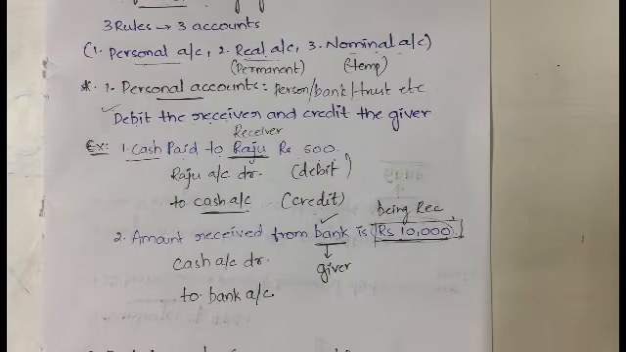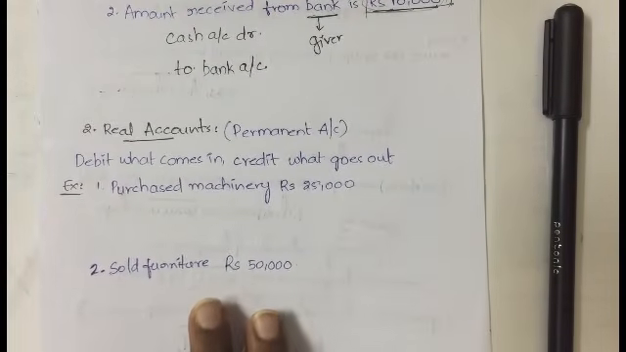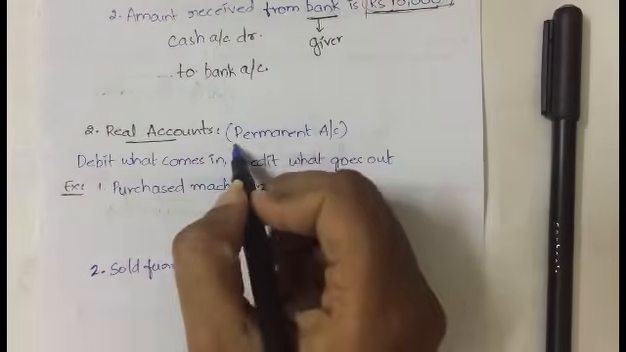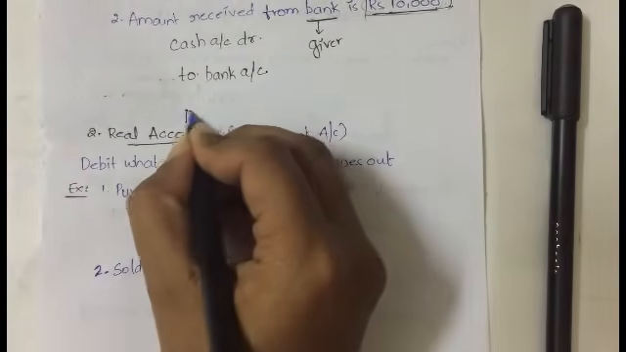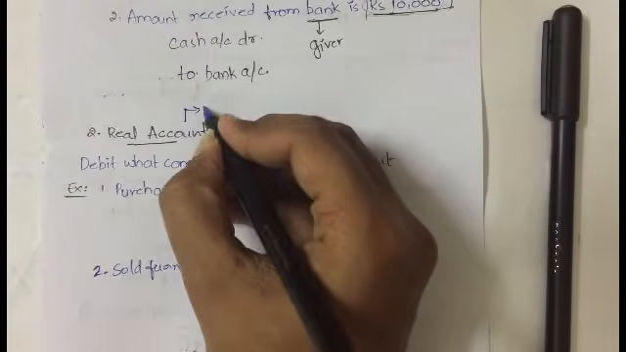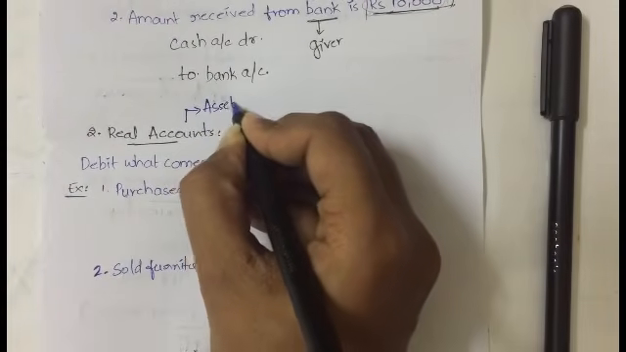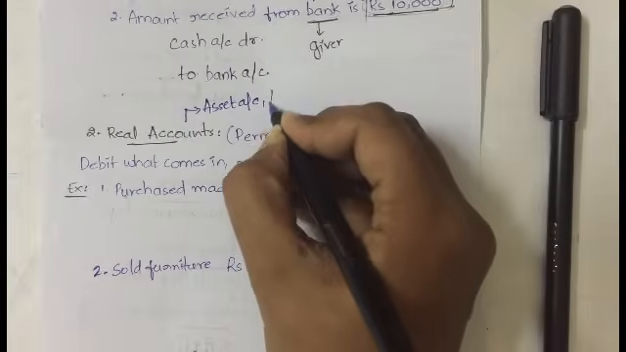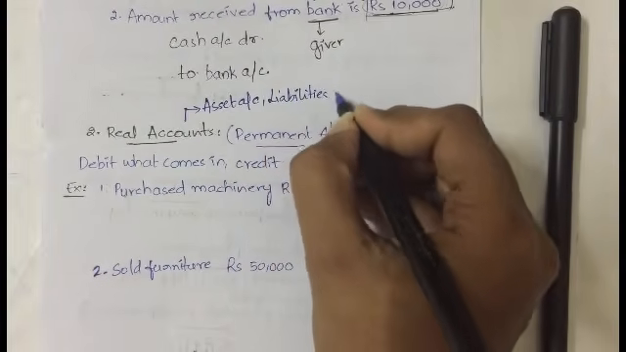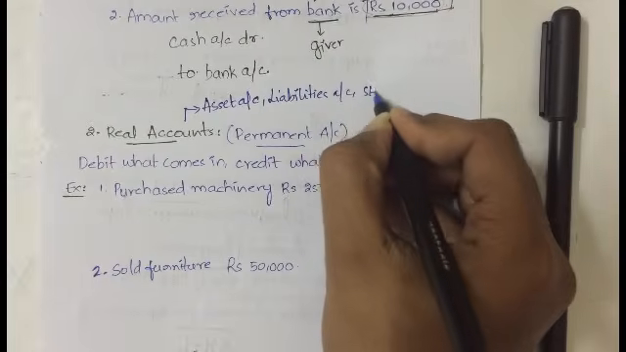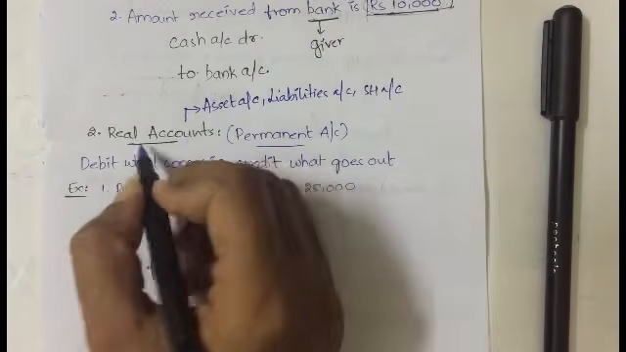So the next we have is the real accounts. So now let us see what happens in the case of real account. Real account is also called a permanent account. I'll tell you why. The accounts that come under real accounts are the asset accounts. You'll have assets in your company, right? Those accounts, your liabilities accounts, and your stakeholders accounts also come under real accounts.